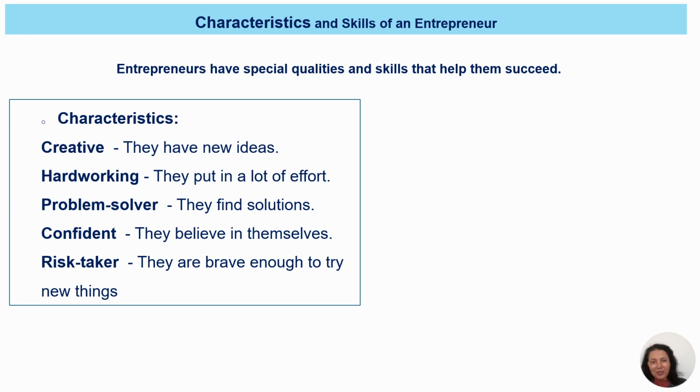Now, an entrepreneur is creative, they're hardworking, they're a problem solver, they are confident, and they are a risk taker. Now, to be creative means that you must have new ideas. If you see something, you can say, oh no, I can make this work. Okay, they're hardworking because they put a lot of effort into whatever they do. They don't look at things and say, "Oh no, I can't do this, I give up." They see things, they find solutions, so they are a good problem solver, okay? They believe in themselves, they have that I can do attitude, so they're confident people. And they are a risk taker. They're brave enough to say, I'm gonna try it, I'm gonna do it. So these are the characteristics that an entrepreneur needs to have.